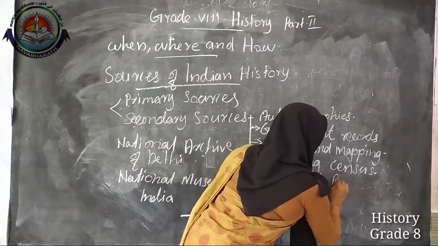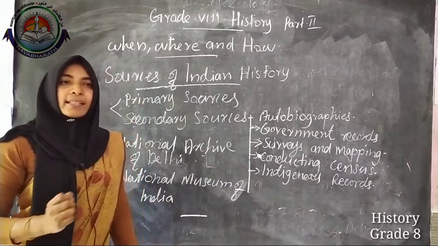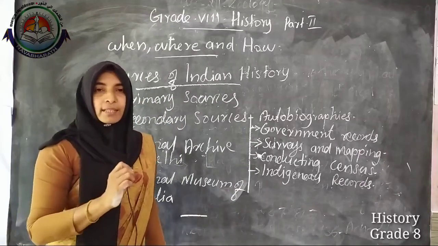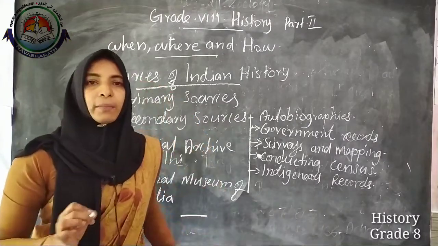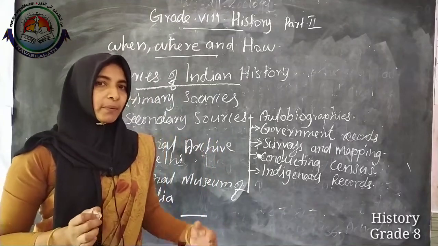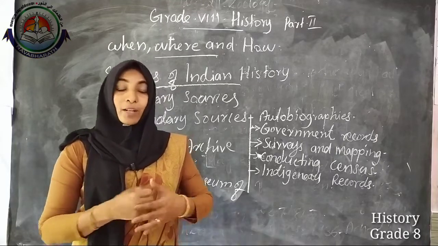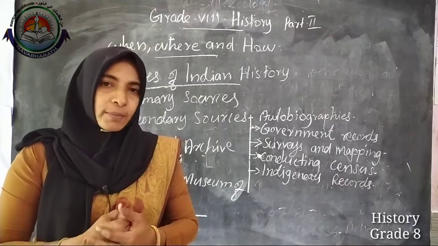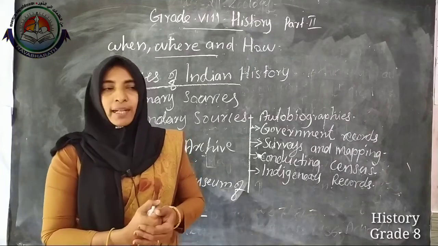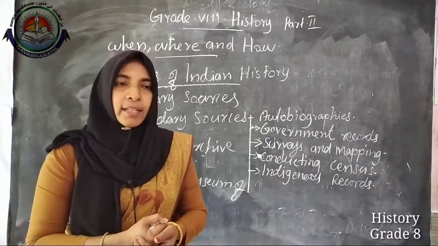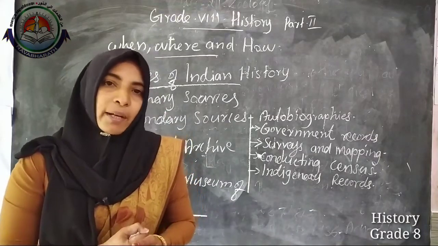Listen, indigenous records are prepared by individuals. It depends upon the attitude of that person. Which are the examples of indigenous records? First, Hind Swaraj, written by Mahatma Gandhi. Then Poverty and Un-British Rule in India, written by Dadabhai Naoroji.